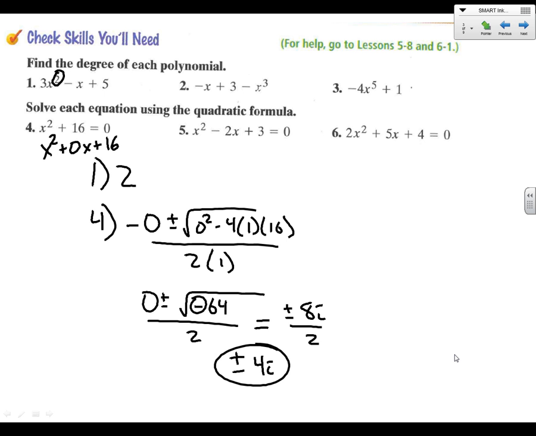So practice your quadratic on 5 and 6. Pause the video. When you're ready to go, we're moving on.